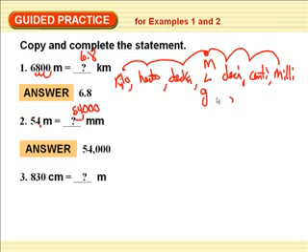Centimeters to meters. Do this on the bottom. Centimeters is here. Meters is 1, 2 places to the left. So I go 1, 2, and it would be 8.3.